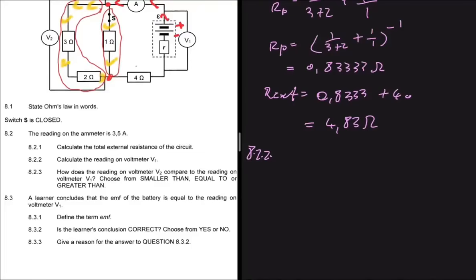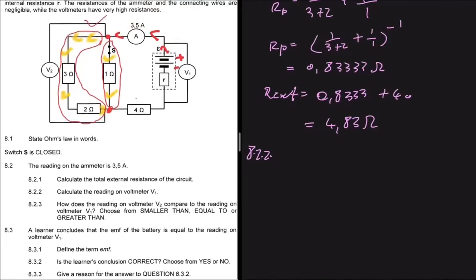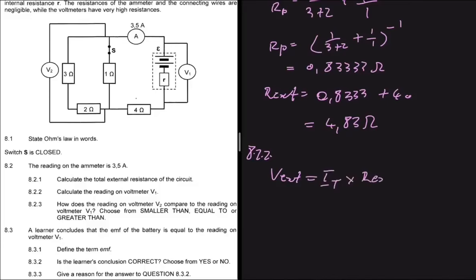8.2.2 is saying that let's calculate the reading on V1, right? So let me just remove these lines here. So it's saying that let's calculate the reading on V1. If you don't know what V1 is going to read, then you're not going to be able to answer this question, right? So now you have to ask yourself, if the voltmeter is connected across the battery and current is flowing to the external resistance, what will V1 read? V1 will read V external, right? And V external is equal to IT multiplied by R external, right?